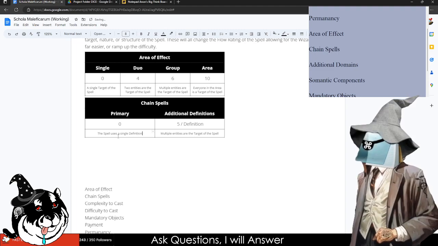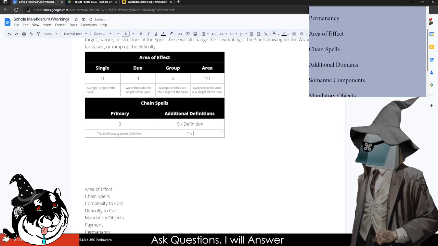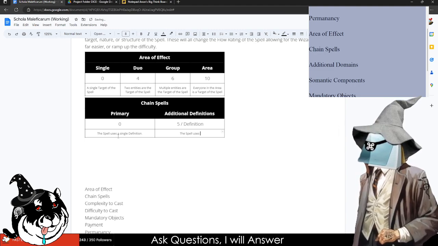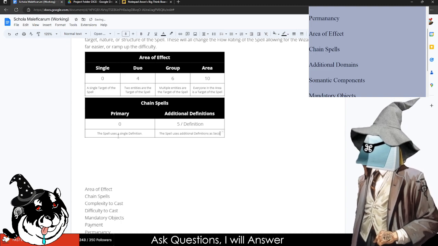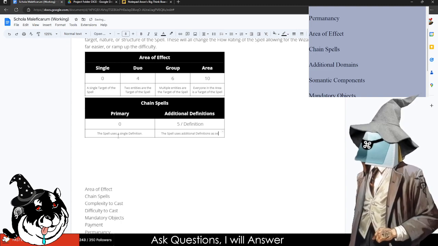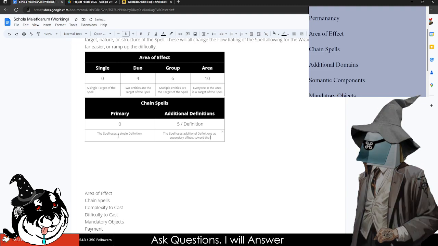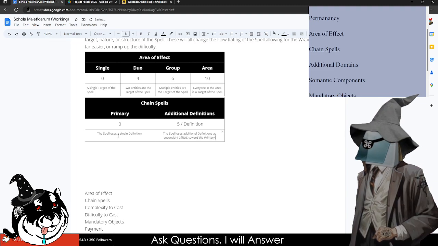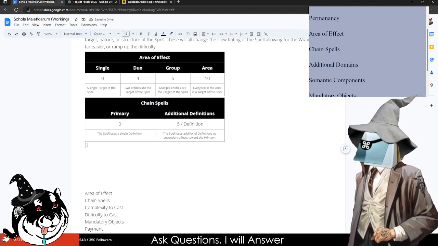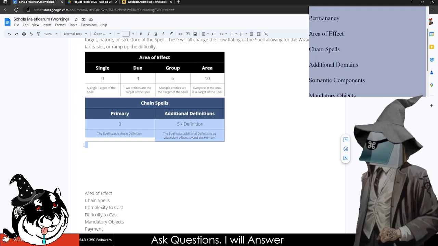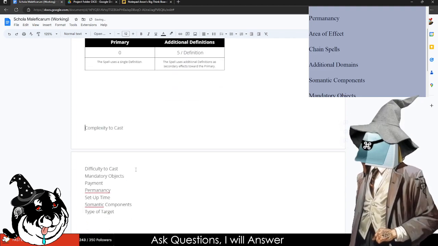Single definition. Using a single definition. Spell uses additional definitions as secondary effects toward the primary. That's how chain guns work. Like chain spells. A complexity to cast.